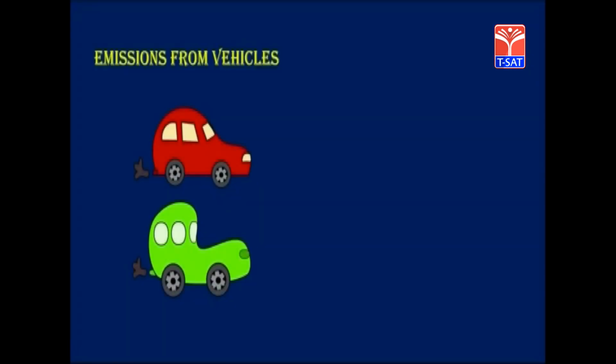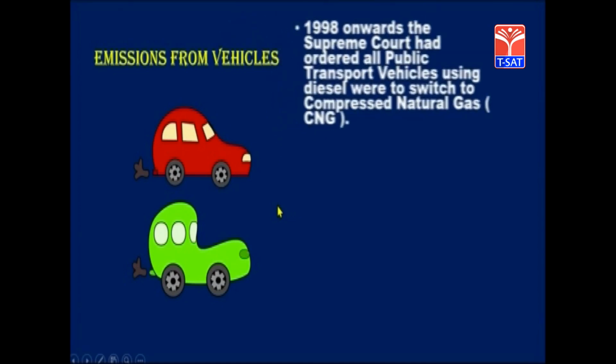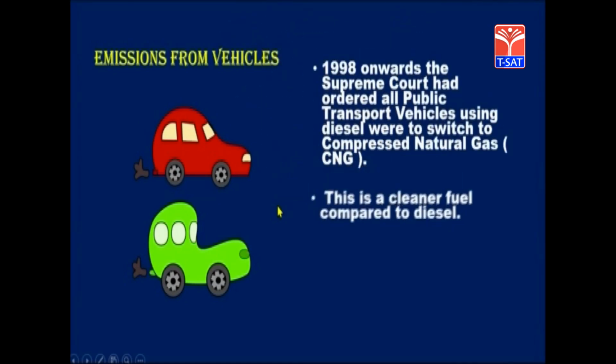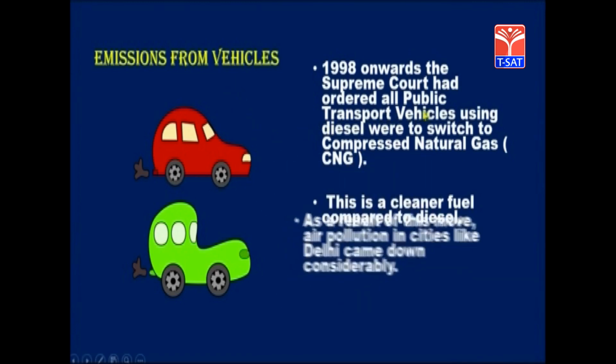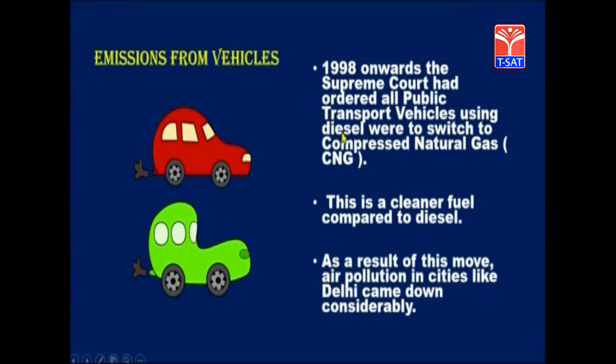Second one, emission from vehicles. So, what is the solution given by the government for emission from vehicles? From 1998 onwards, the Supreme Court ordered all public transport vehicles using diesel to switch to compressed natural gas, that is CNG. This is a cleaner fuel compared to diesel. As a result of this move, air pollution in cities like Delhi came down considerably.